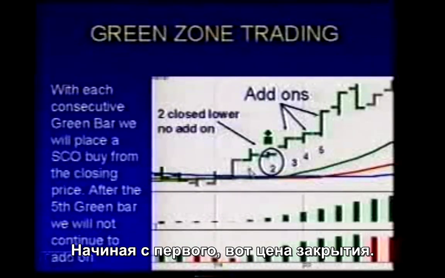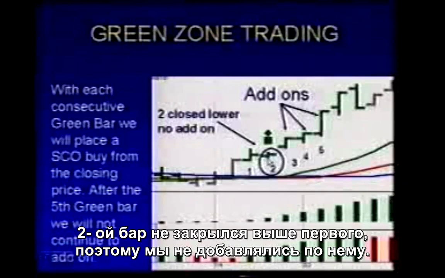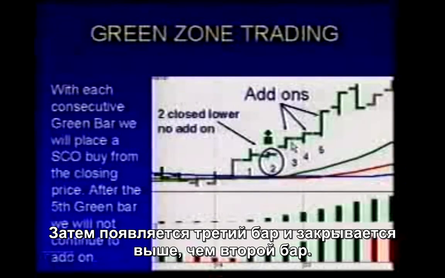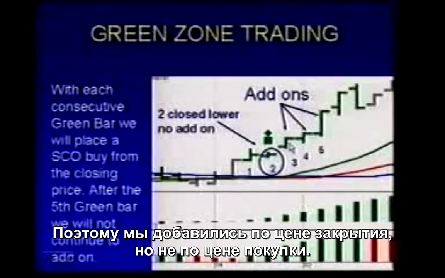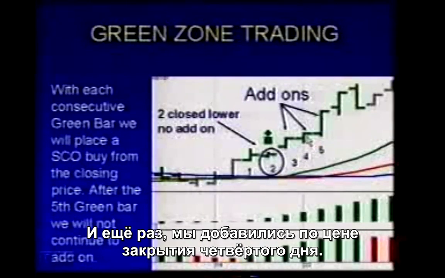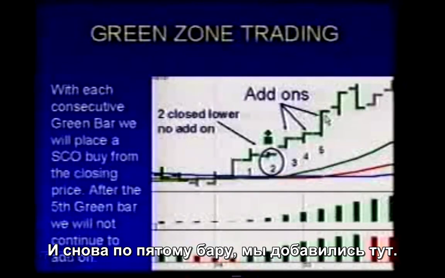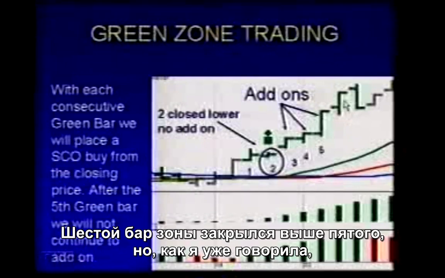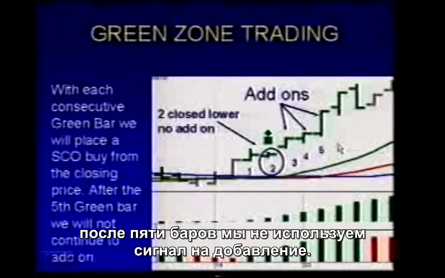Start off with number 1. We had a close here, but number 2 came out and did not close higher, so we did not add on. Day 3 came out with a higher close than 2, so we added on the close at the closing price, not at our buy price. Number 4 came out, closed higher than 3. Again, we added on at the closing price of day 4. And again with number 5, we added on here. Now, yes, number 6 closed higher, but remember, after 5, we do not want to take an additional signal.